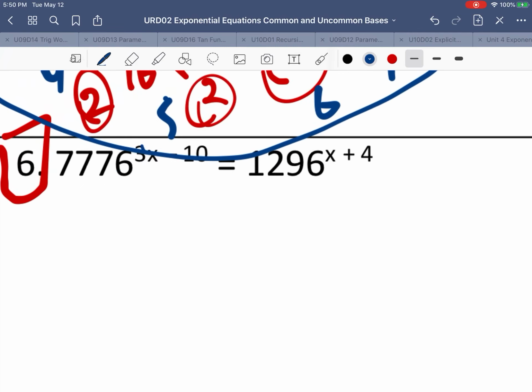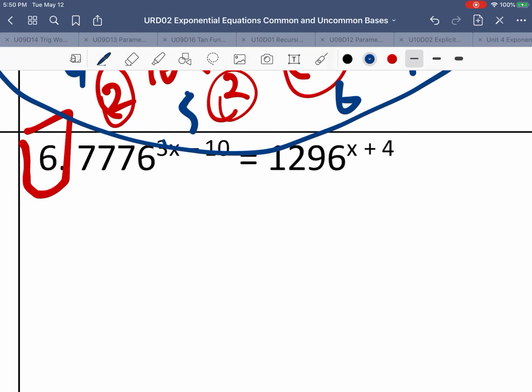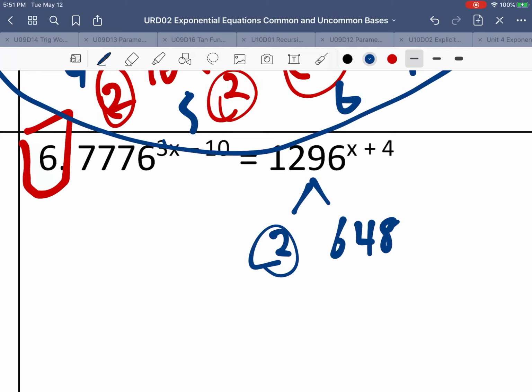Next problem I wanted to look at is problem 6. And the reason I wanted to look at this one is because the number that we were going to divide by here is a little bit weird. So I'm going to do for the smaller number, just for explanation, I'm going to divide this by 2. So I'm using a calculator on the side here. So 1296 divided by 2 is 648. That divided by 2 is going to be 324.